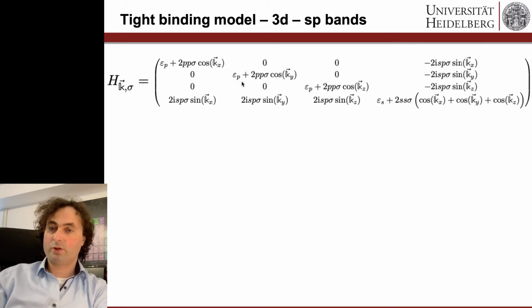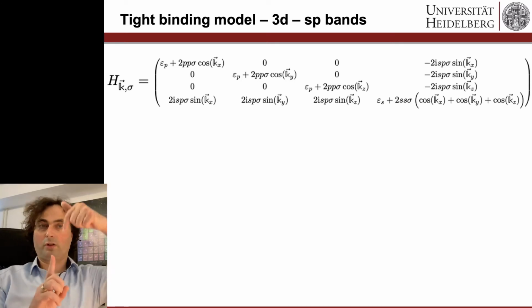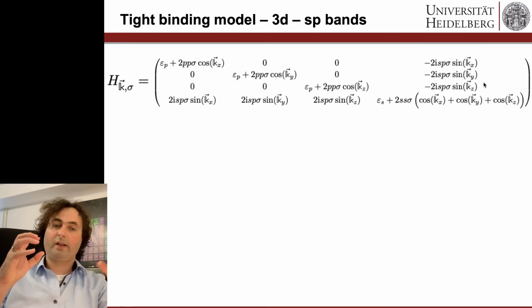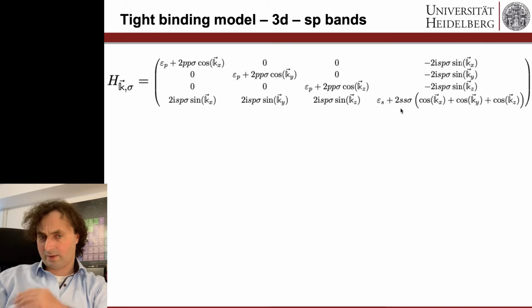First we have the dispersion of the px band dispersing in the x direction, the py band dispersing in the y direction, the pz band dispersing in the z direction, and I only include the pp sigma hopping, so your p orbital is hopping in the direction of the p orbital, giving you a cosine-like dispersion. The s orbital is spherical, it can hop in all three spatial directions, and the hopping amplitude is ss sigma.